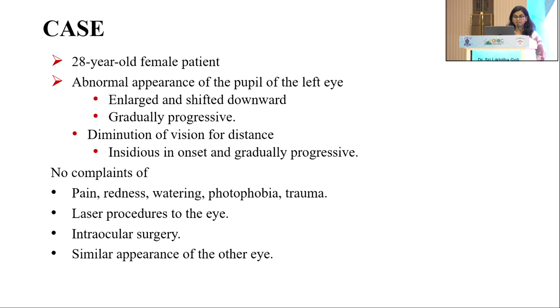Here is my case of a 20-year-old female patient who noticed an abnormal appearance of the pupil in her left eye, which is enlarged and shifted downward, gradually progressive for 5 years. She also noticed diminution of vision for distance for 5 years, insidious in onset and gradually progressive. She has no complaints of pain, redness, watering, photophobia, trauma, laser procedures, or intraocular surgery, and no similar appearance in the other eye.